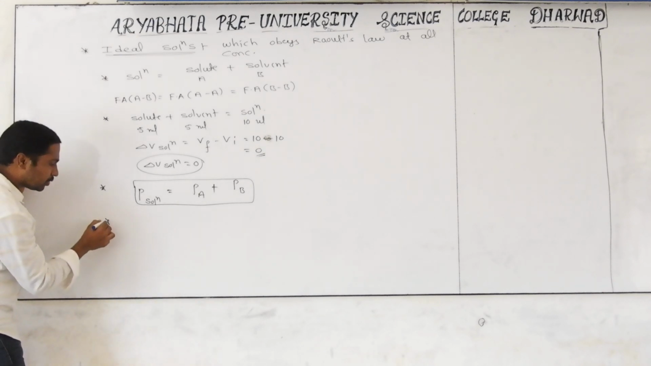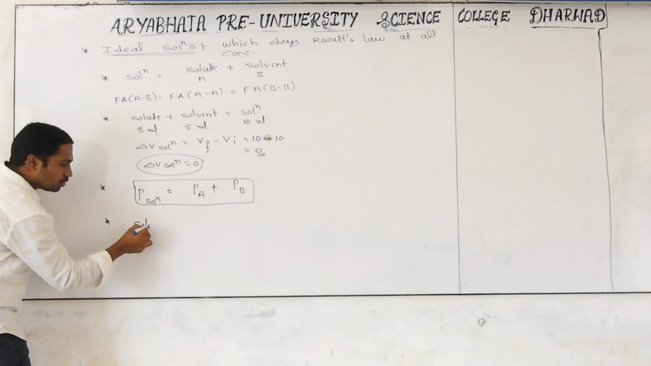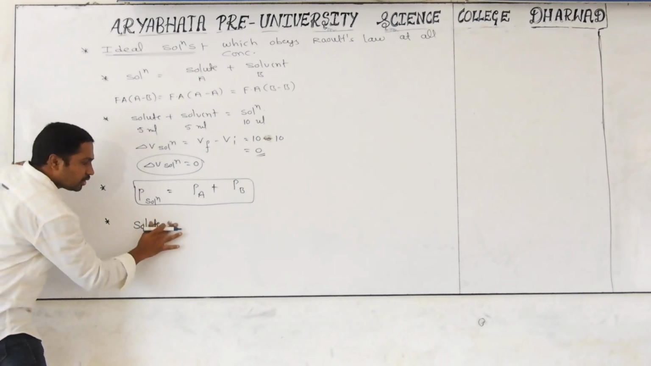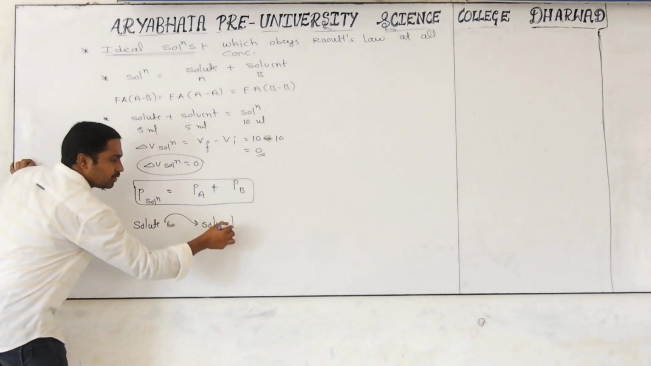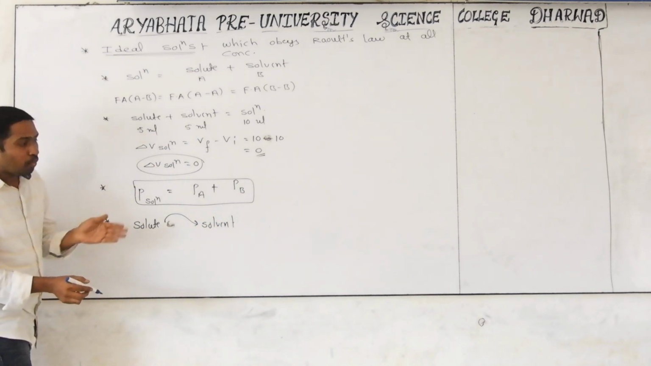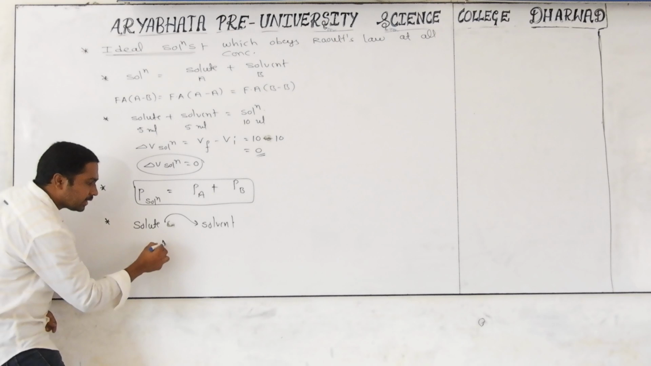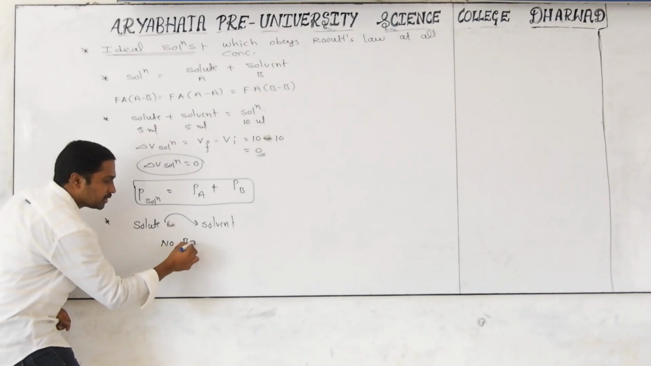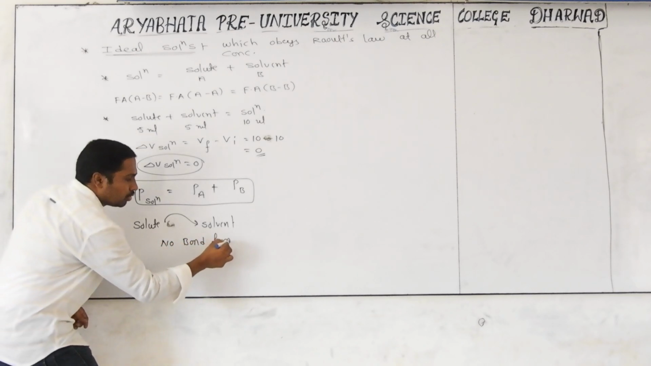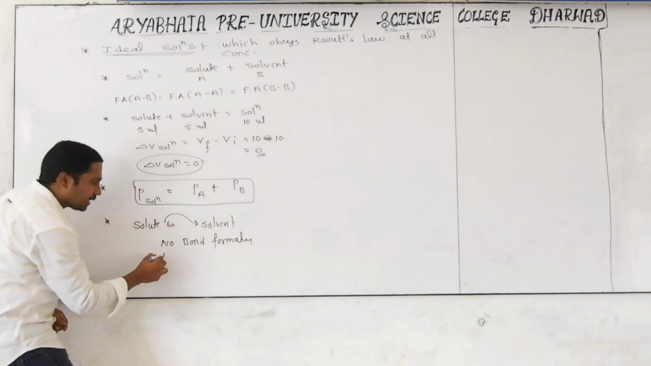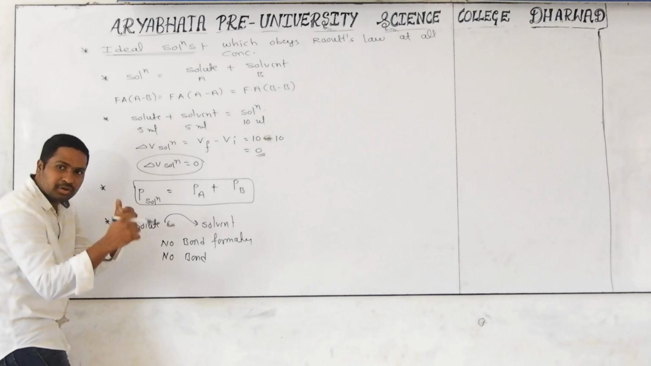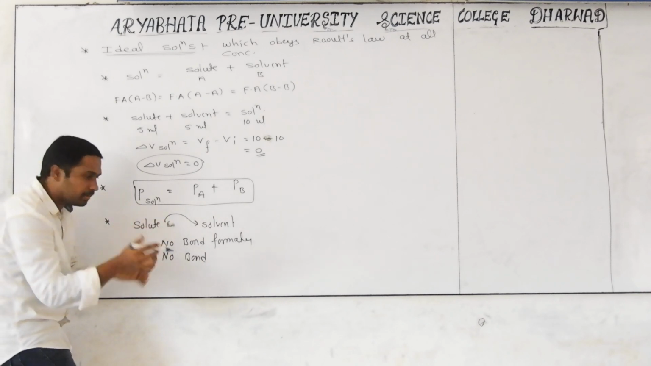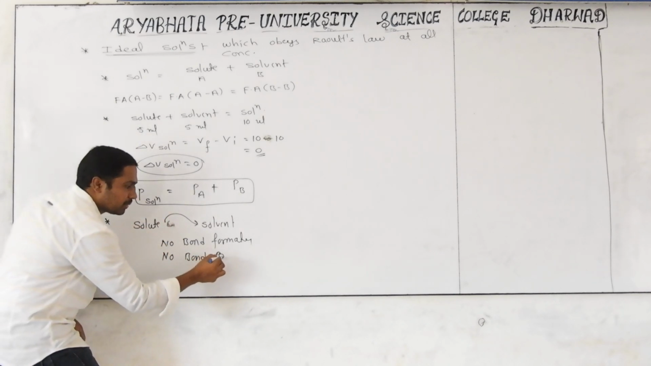Here is one more thing I want to tell. If you take solute particles and dissolve them in solvent particles, then only we get a solution. While dissolving like this, what is happening? No bond formation, and no bond breaking. No extra bond formation, and whatever bonds are present should not be broken down.